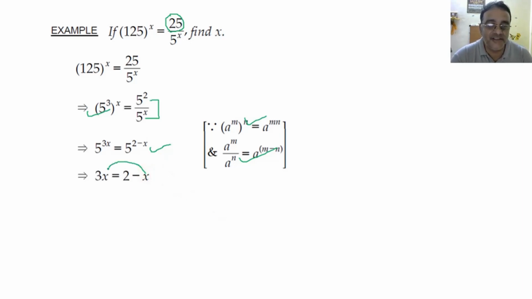Shift x to this side, minus x. This will become plus x. So 3x plus x will become 4x. What is the value of x? 1 by 2. Right, 2 by 4, that is simplified to 1 by 2. Any doubt in this question? No, sir. Okay.